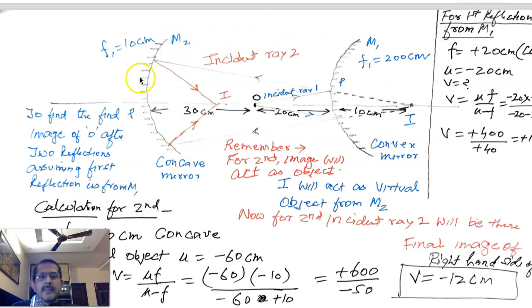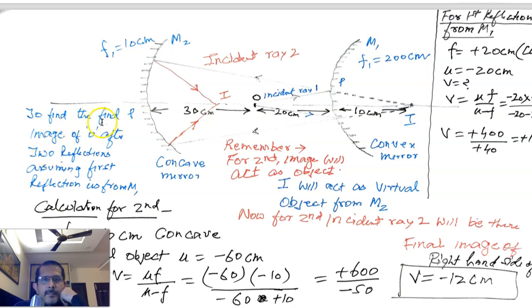Unlike in the last example, this is a concave mirror, and this is a convex mirror. In the earlier question, one was a plane mirror and the other a different mirror. But in this case, one is concave and the other is convex. Let's name them M1 and M2. They have given the focal distance of M1 as 200 centimeter.